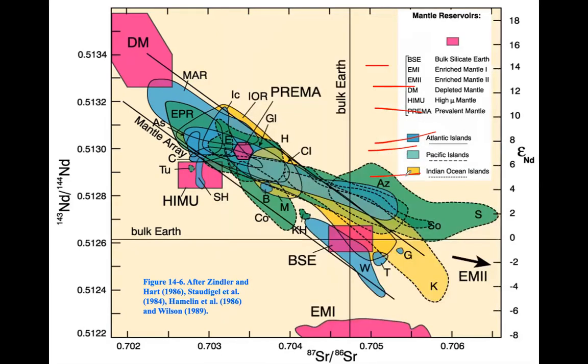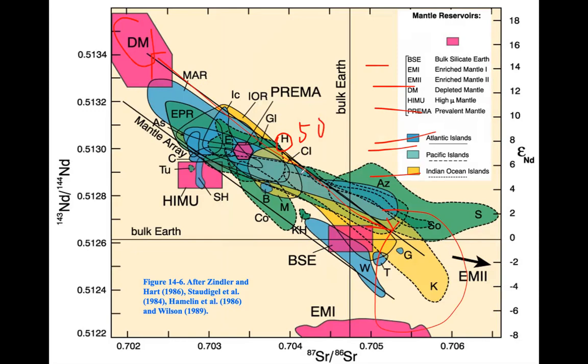So all these places show, for example, Hawaii here, right? They are almost in between the enriched composition here and the depleted composition. So they represent more or less two end member compositions, two end member effects, right? 50-50, like 50 from depleted mantle, 50 from enriched mantle.